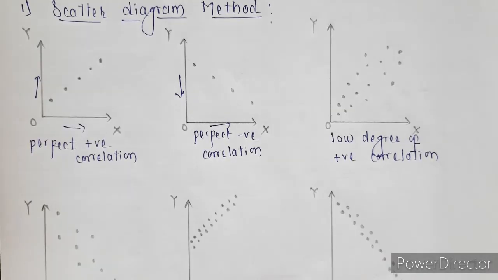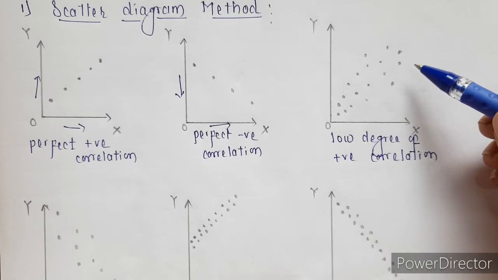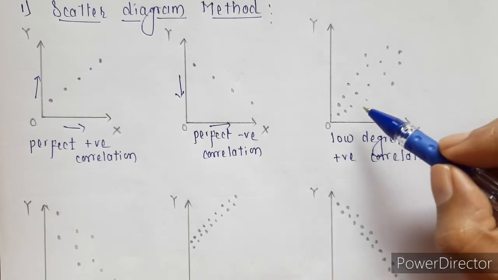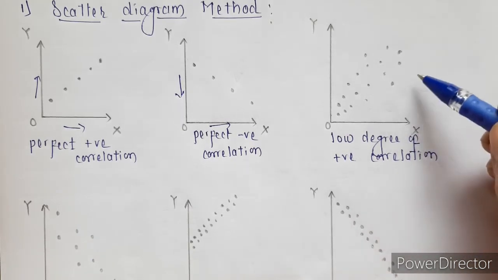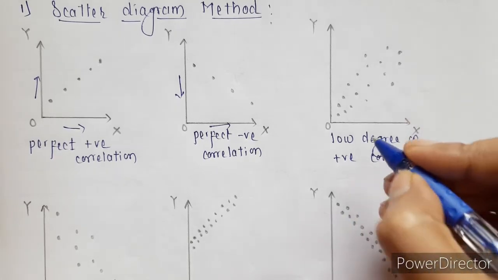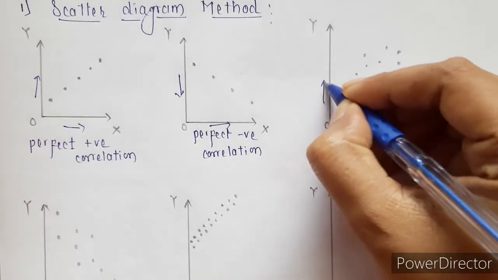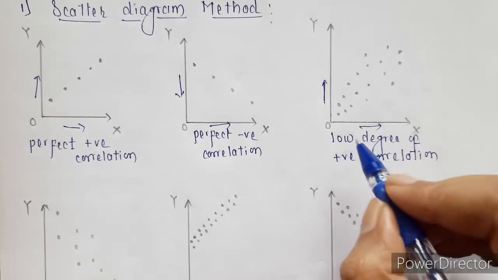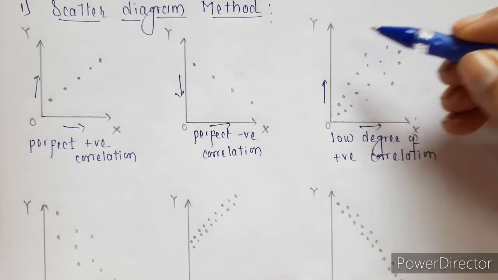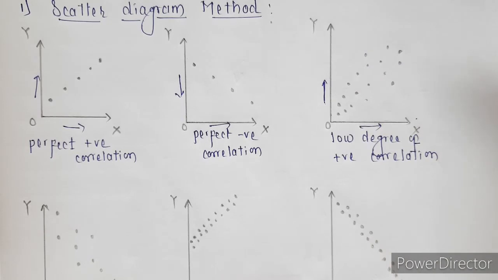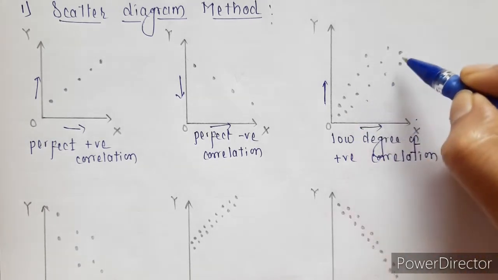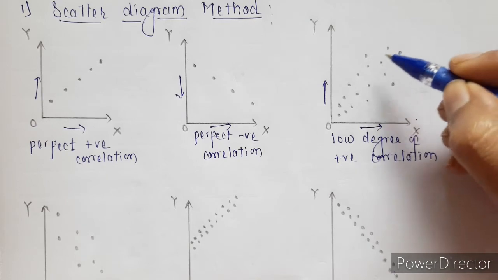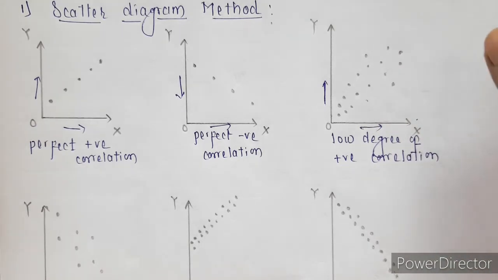Now next one, low degree of positive correlation. Here we are getting positive correlation, but the problem is they are not in a perfect straight line. They are scattered. In all these cases, as x is increasing, the values of y are also increasing, so they are positively correlated, but they are not on one line. They are scattered around. So it is a low degree of positive correlation.